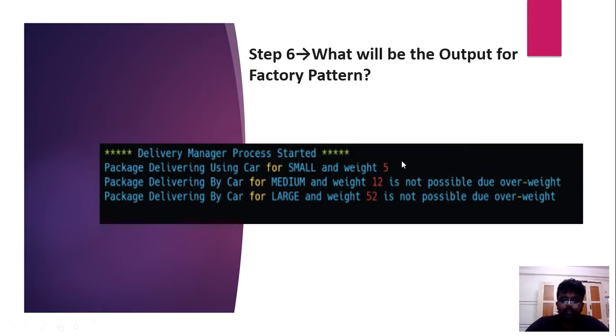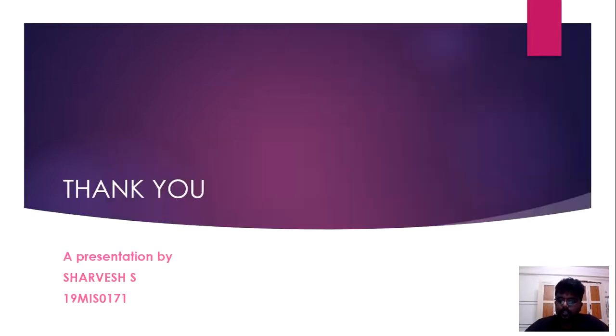Based on the information that we have provided, when the weight is 5, it will be delivered by a car. When the weight is 12, it is not possible to deliver by a car. When the weight is 52, it is not possible to deliver by a car and it shows as overweight.